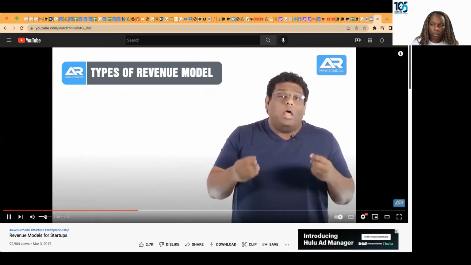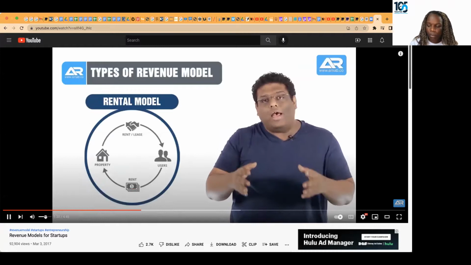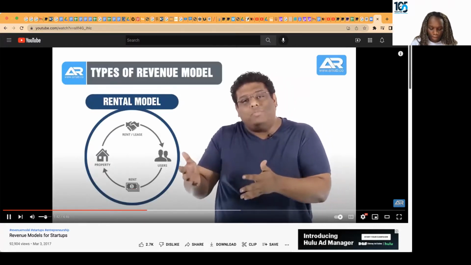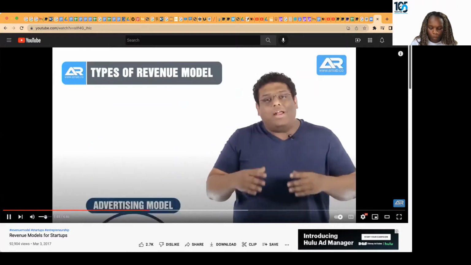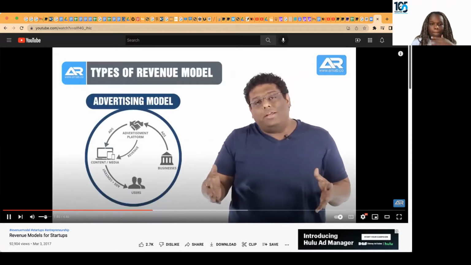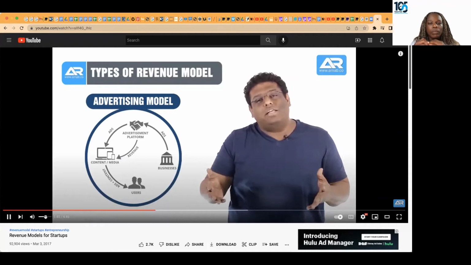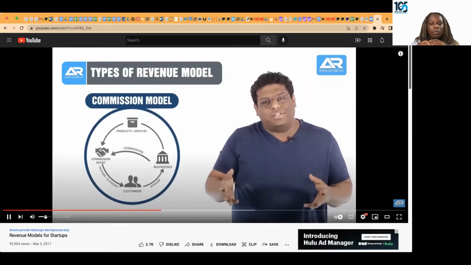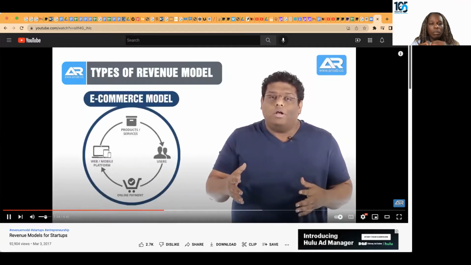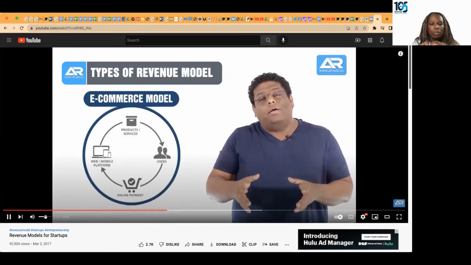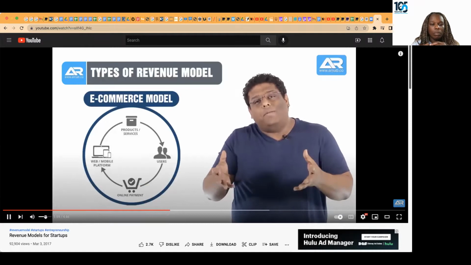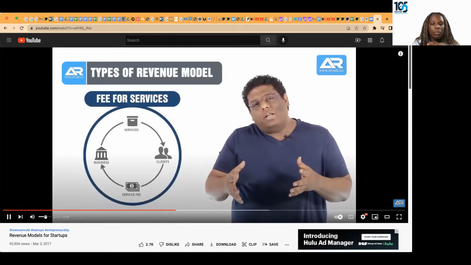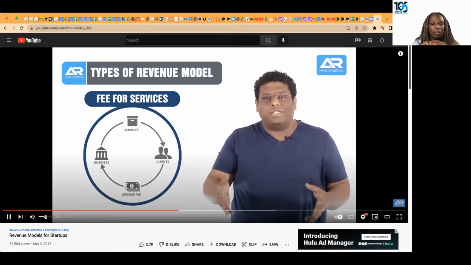Then you have the rental or leasing model. You have a property or a software or a hardware you are leasing out to people for a price. Then you have the advertising model, which typically earns your revenue through advertising channels. Then you have the commission-based model, where you earn commission for your services. Then you have the e-commerce model, which is primarily fueled by the internet payment gateways and online payments. And then you have the fee-for-service model, typically adopted by most of the services companies.